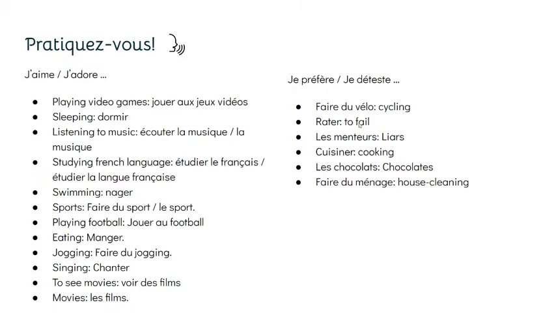Muhammad tadi tanya, macam mana kalau fail? Okay, je déteste. I hate to fail. Je déteste rater. Kalau macam ni, je déteste les menteurs. Menteur means liars. Cuisiner means cooking. Je préfère cuisiner ataupun boleh guna juga j'aime cuisiner. J'adore cuisiner. Kalau nak cakap saya suka coklat, j'aime les chocolats. J'adore faire du ménage.